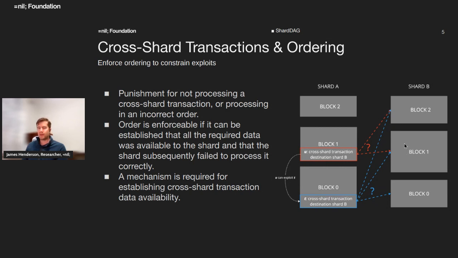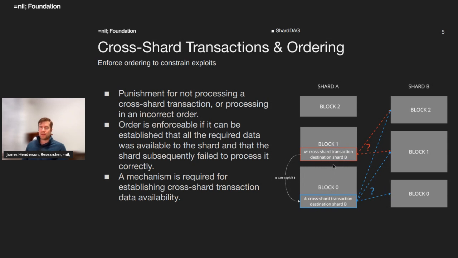Now, obviously, the way that you can get around these exploitations, or prevent them, I should say, is by having some rules around the order in which transactions must be processed. Namely, that earlier ones have to be processed before later ones.